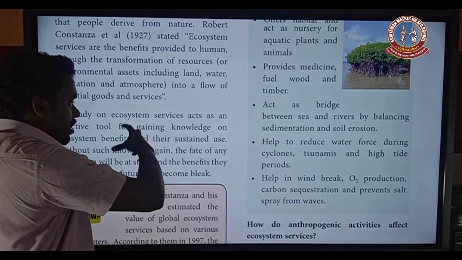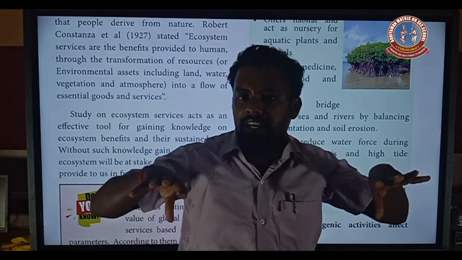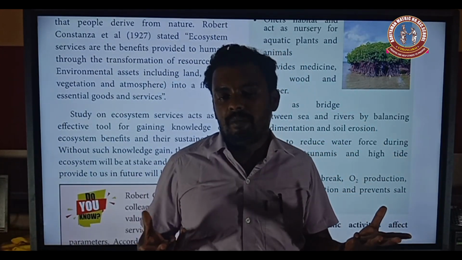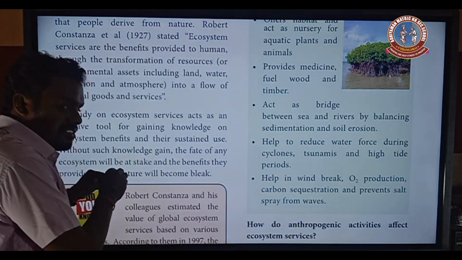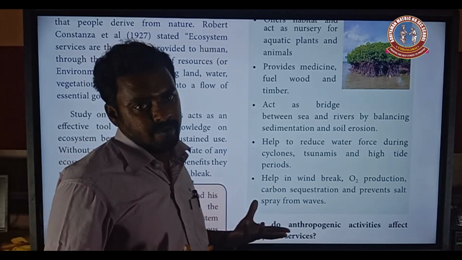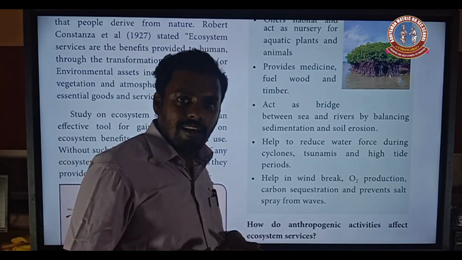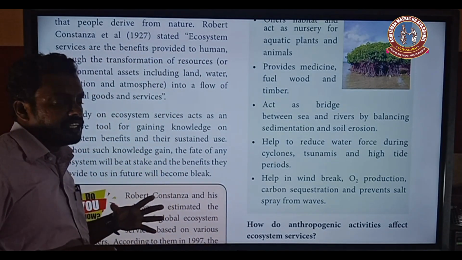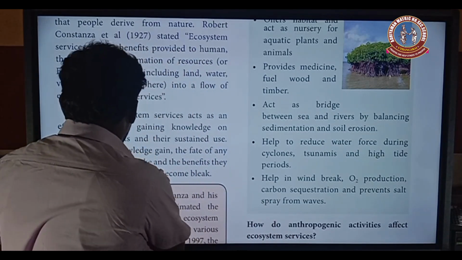Suppose all this knowledge is gained and present in our mind, then our future is bright. Suppose the knowledge of the ecosystem is absent, then the future becomes bleak. Bleak means our life becomes dark without the knowledge of the ecosystem.